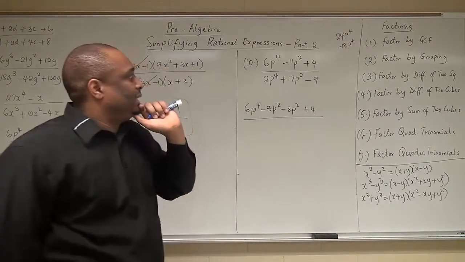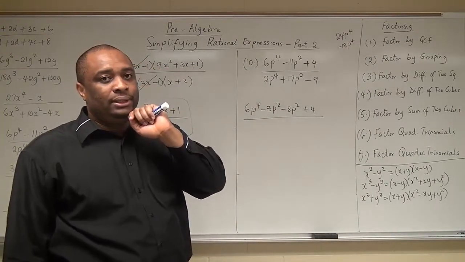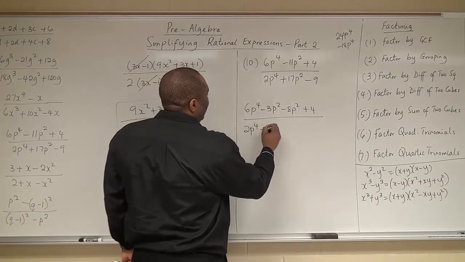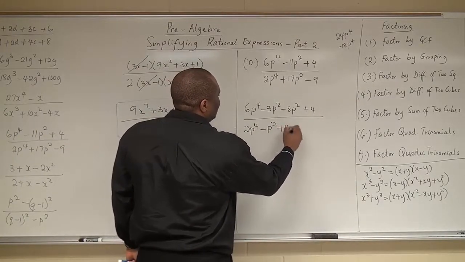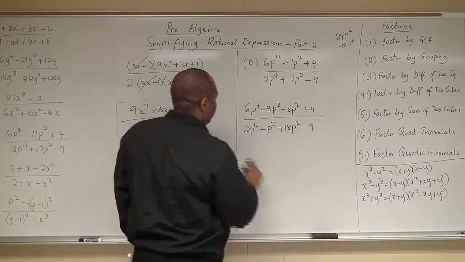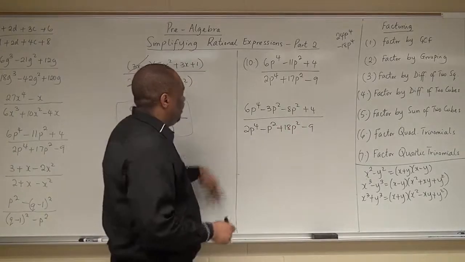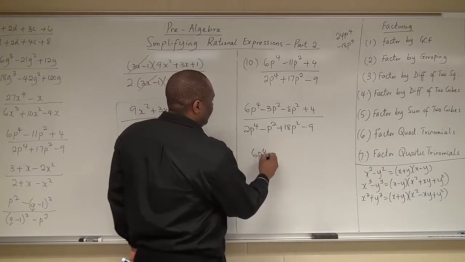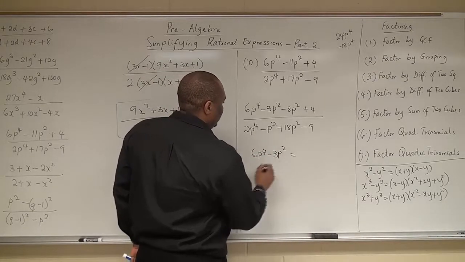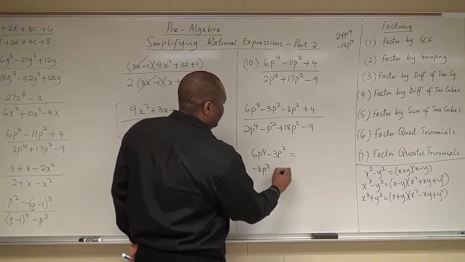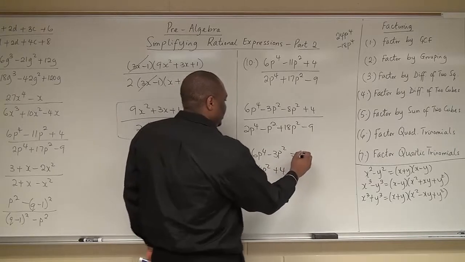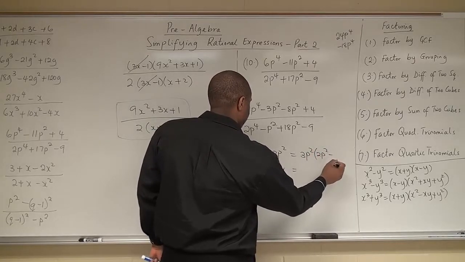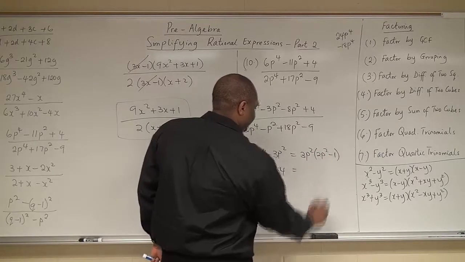-1 and 18, yes. So this is 2p^4 - p^2 + 18p^2 - 9. Okay, let's do the empirical method. Numerator: 6p^4 - 3p^2 - 8p^2 + 4. So this will give us what? 3p^2 times (2p^2 - 1).